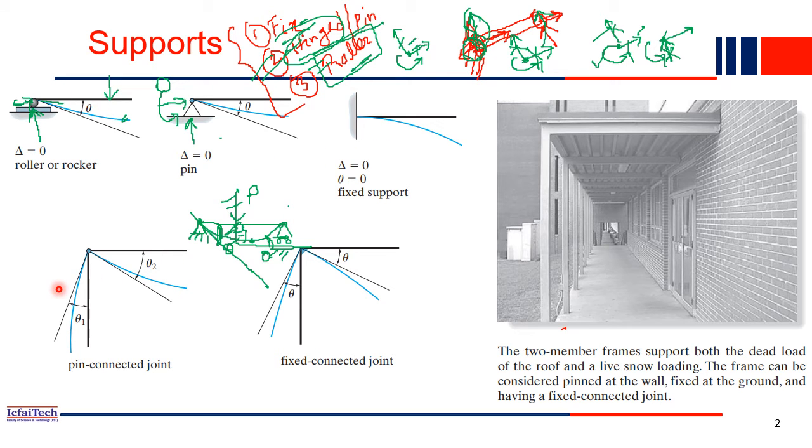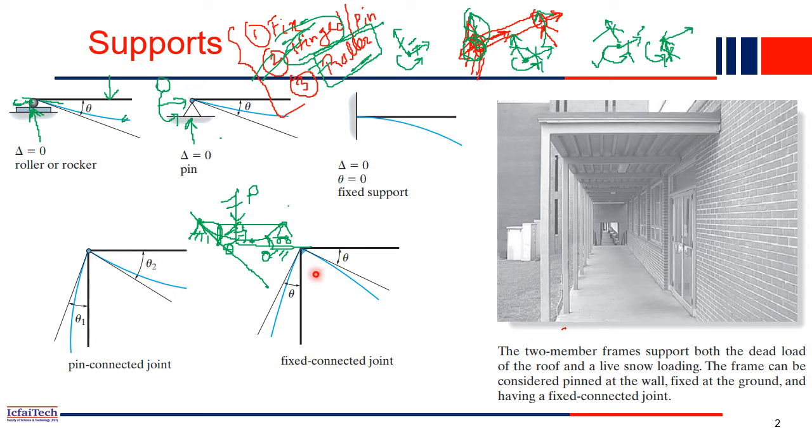Now if you see a frame structure, like two members connected through a pin joint, what will happen? As we discussed, at a pin joint the slope will be there. I mean, the deflection will start from the support itself. So this blue line is the deflected line, right? The deflected line will always start from the support itself. That's why you will have a slope also at the support. At the support you have slope theta.